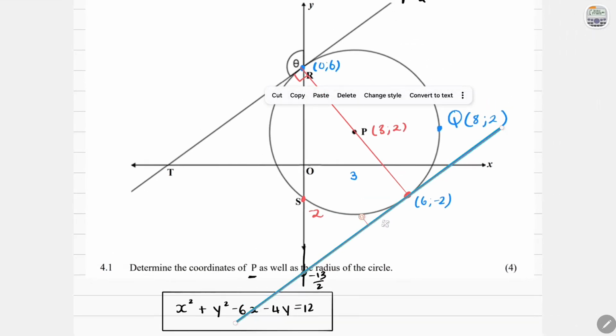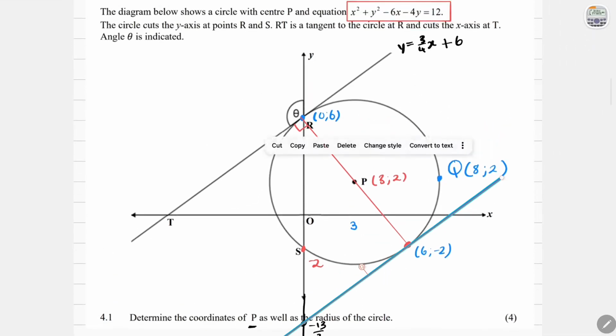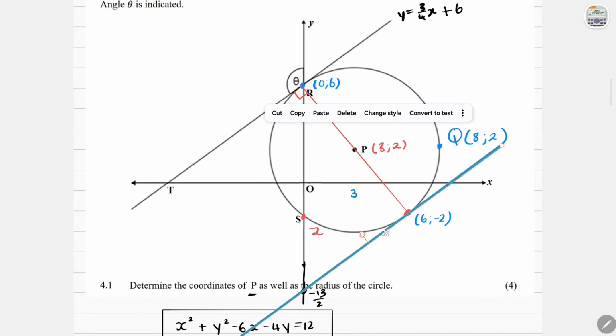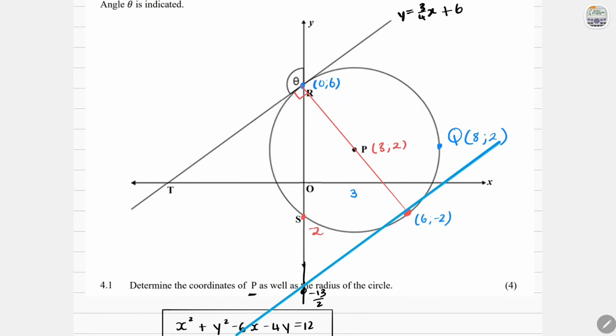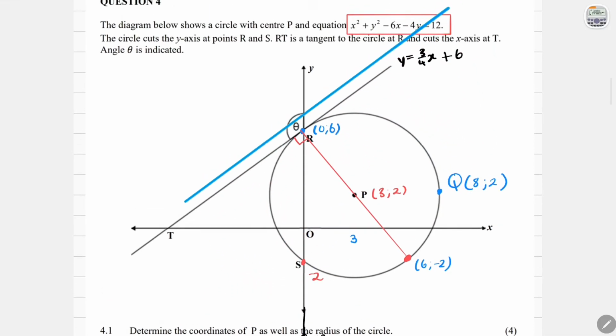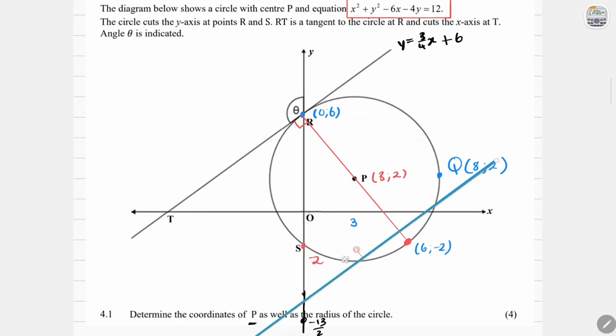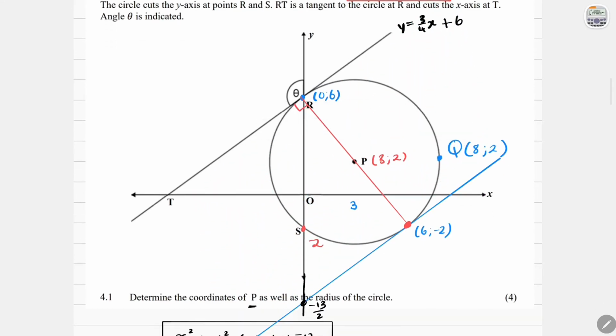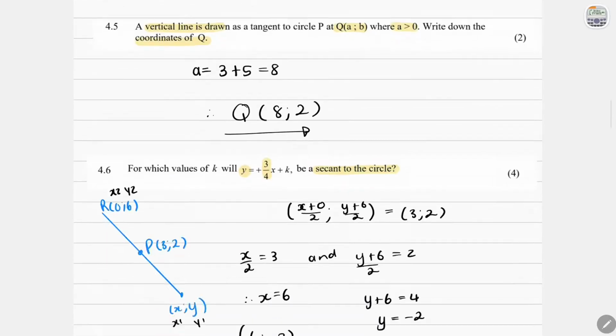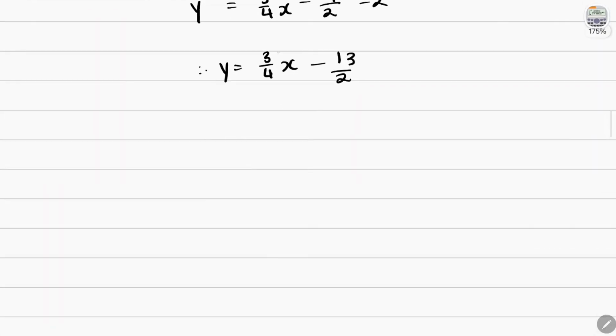And for this to be a secant, then k, that y-intercept of the tangent, should just be anything that is above negative 13 over 2, but nothing beyond this y value of 6, because if it goes beyond, it no longer intersects, and we can't even call that a secant. Okay, so that's what it needs to be. k must simply be greater than negative 13 over 2, but less than 6. And that is our answer.